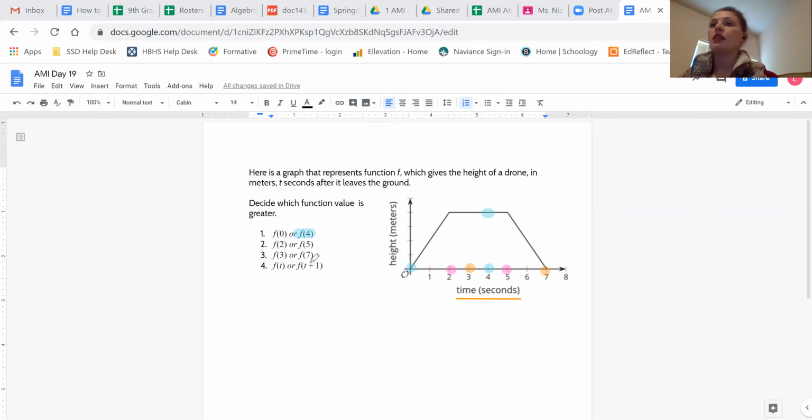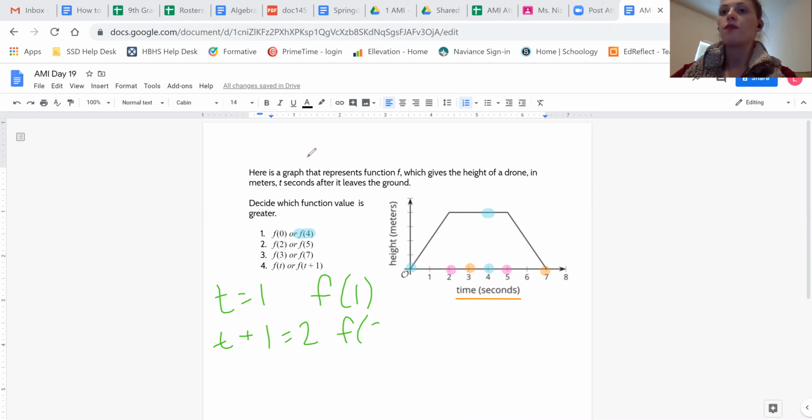And lastly, for number four, this one's a little bit trickier. But when it says f of t or f of t plus 1, we can plug in whichever numbers we would like. So, for example, if we said that t equals 1 for the last one, then t plus 1 would equal 2. So compare f of 1 to f of 2. At what time is the drone higher in the air? You could also follow that same pattern and do when t equals 6, t plus 1 is going to equal 7. So at which one of these times is the drone higher up? At t equals 6 or at t equals 7?